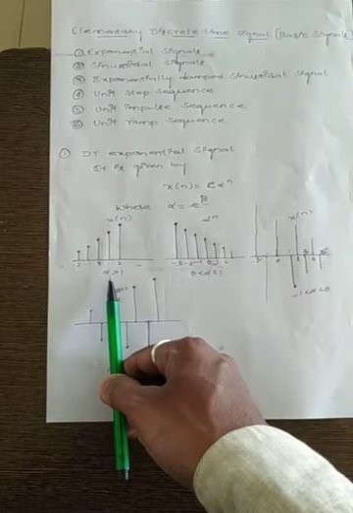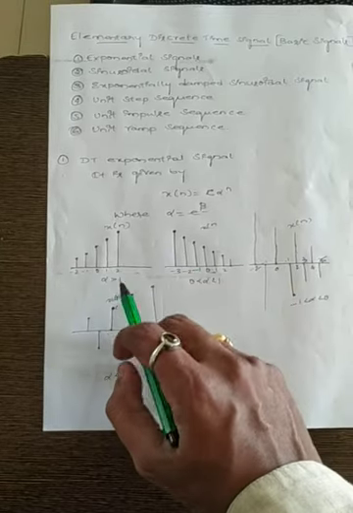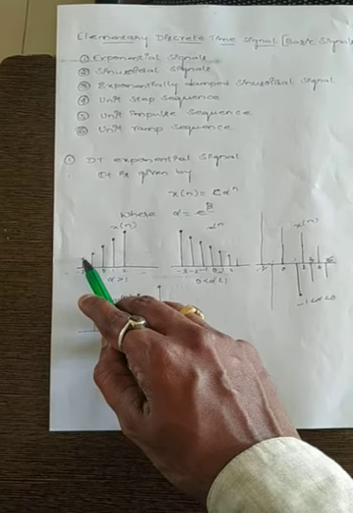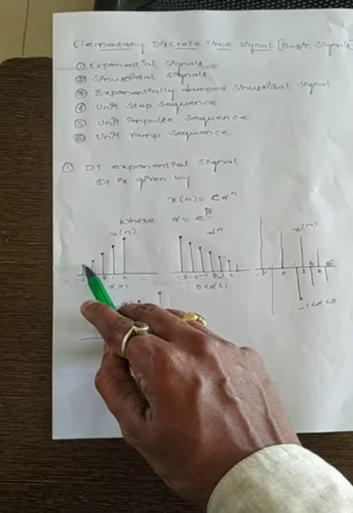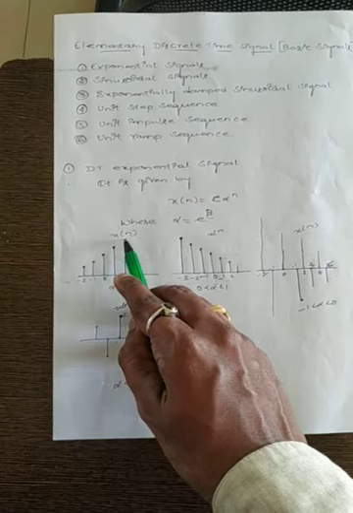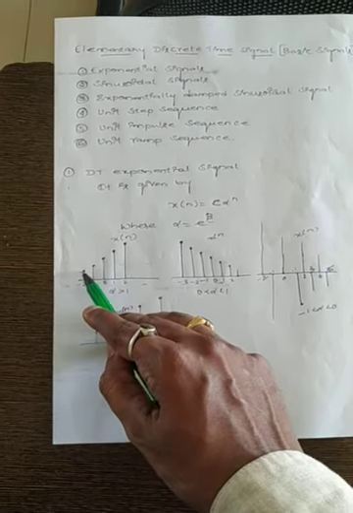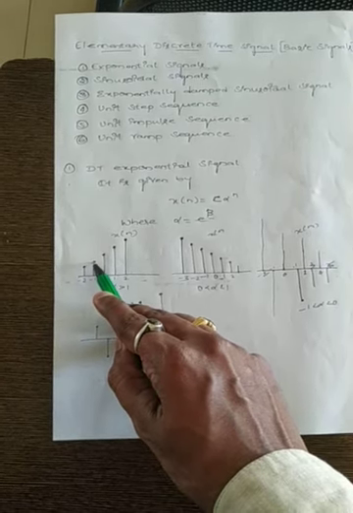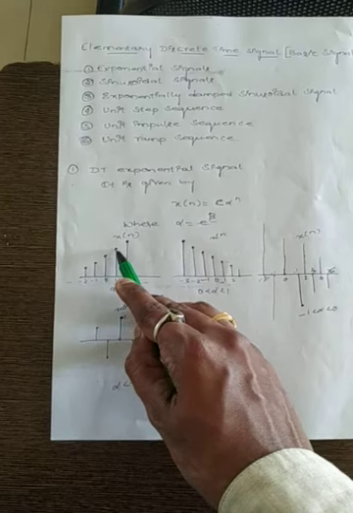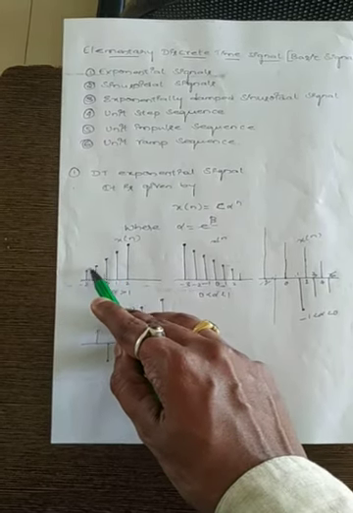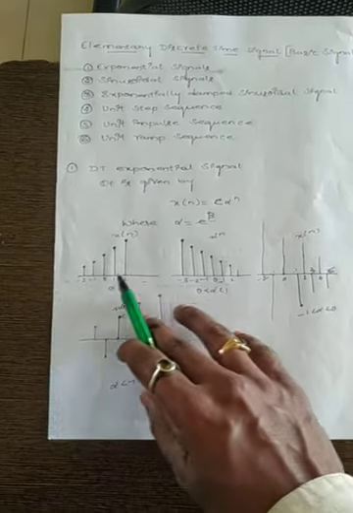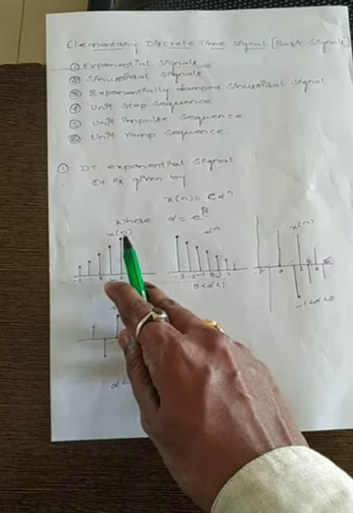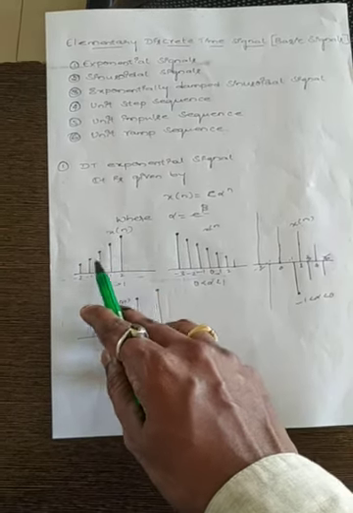Whenever alpha is greater than 1, the waveform gradually increases. In case of a continuous time signal, an exponential wave is gradually increasing, but here it is a discrete time sample. You can also trace it like this. This is your gradually increasing exponential signal. When alpha is greater than 1, the exponential signal will be gradually increasing.